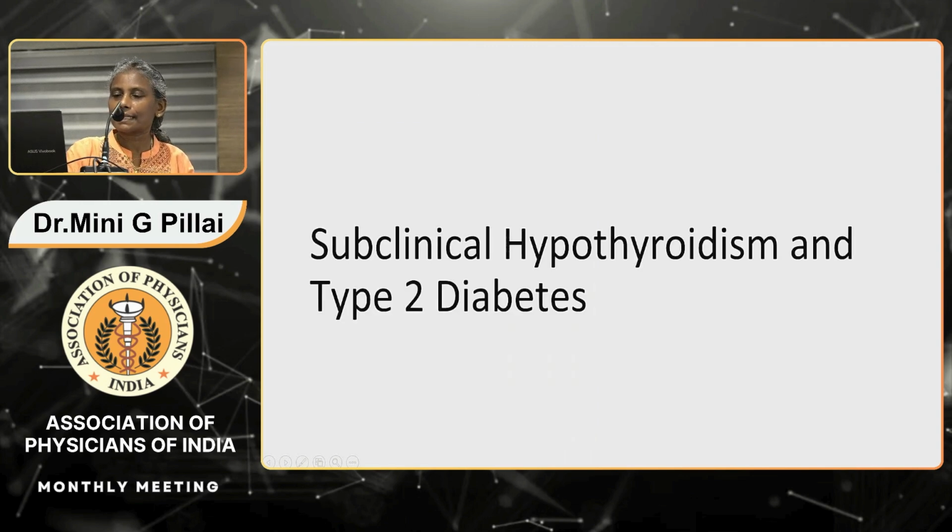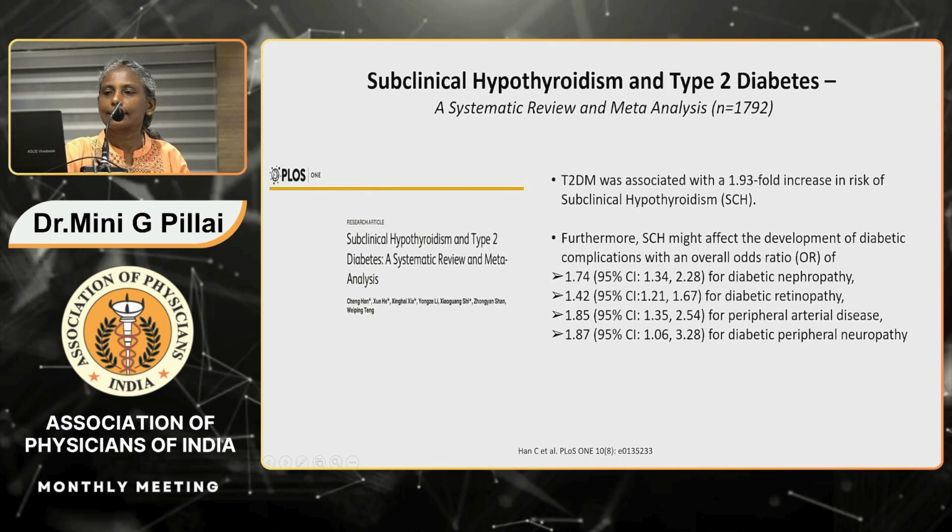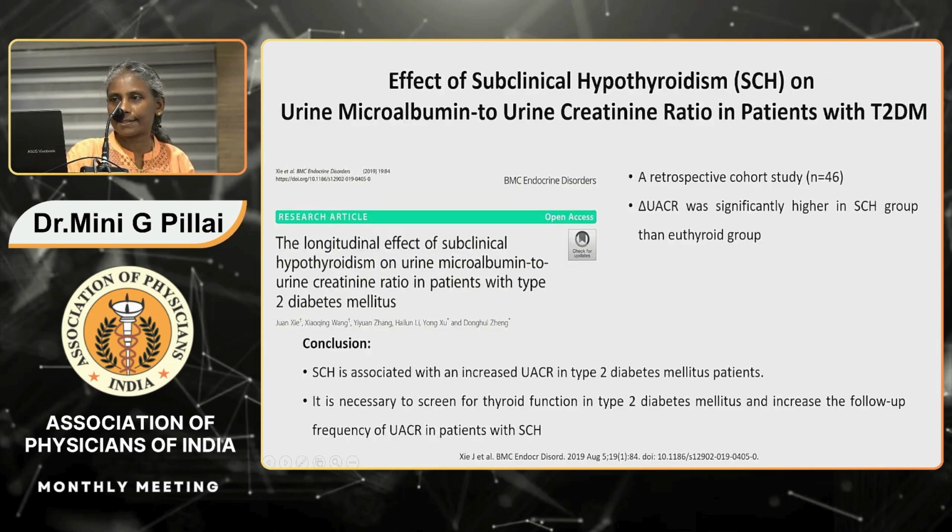Now coming to subclinical hypothyroidism and type 2 diabetes, this is a systematic review and meta-analysis. Type 2 diabetes was associated with an almost twofold increase in risk of subclinical hypothyroidism, and it can also affect the development of diabetic complications. Around a twofold increase in everything: diabetic nephropathy, diabetic retinopathy, peripheral arterial disease and peripheral neuropathy. Around 1.5 to 2 times increased risk of all complications of diabetes.